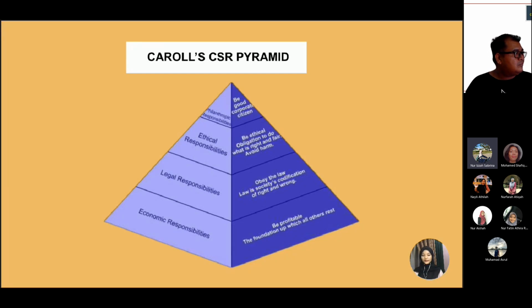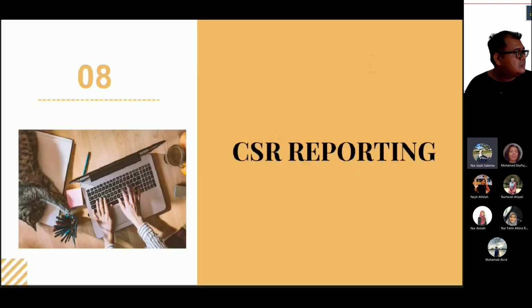Those responsibilities in which society does not have a clear message to present to businesses as to what their courses of action should be. For example, giving to charitable organizations, providing drug treatment programs, and also providing daycare centers. So, untuk lebih faham lagi, be a good corporate citizen.